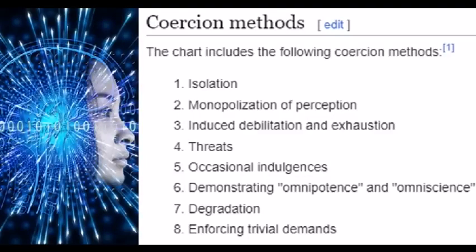As for example, let's take number 5, occasional indulgences, and 8, enforcing trivial demands, fall under number 6, demonstrating omnipotence and omniscience. So through 8 enforcing trivial demands and 5 occasional indulgences, they are demonstrating 6 the omnipotence and omniscience.